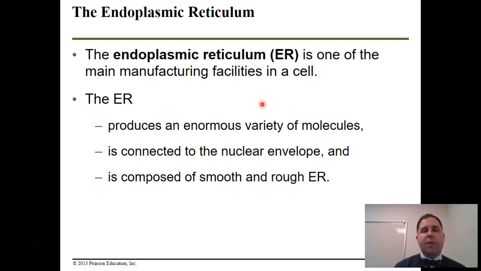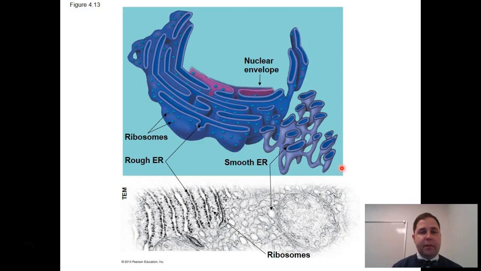The ER is one of the main manufacturing facilities of the cell. It can produce an enormous variety of molecules. It's connected directly to that nuclear envelope, and it has both the smooth and the rough ER. We already know that the rough ER is that ER that's coated with ribosomes. The smooth ER, by contrast, is not going to have ribosomes on it. So here's our rough ER coated with ribosomes, our smooth ER without ribosomes.